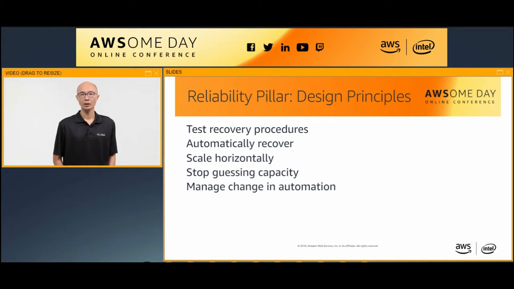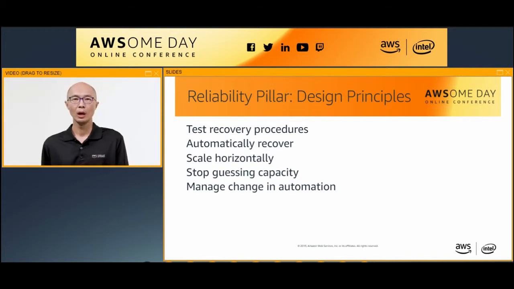The design principles that can increase reliability include testing recovery procedures. In the cloud, users have the ability to test how systems fail and can validate their recovery procedures. Users can simulate and expose different failures and then rectify before a real failure occurs. Automatically recover from failure. In AWS, users can trigger automated responses when thresholds are breached. This makes it possible to anticipate and remediate failures before they occur.